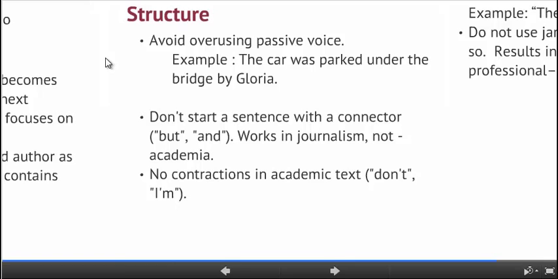Don't start a sentence with a connector, buts and ands and so on. This can work in journalism for flavor, if you will, but it's not going to work in academia. And don't use contractions in academic text.